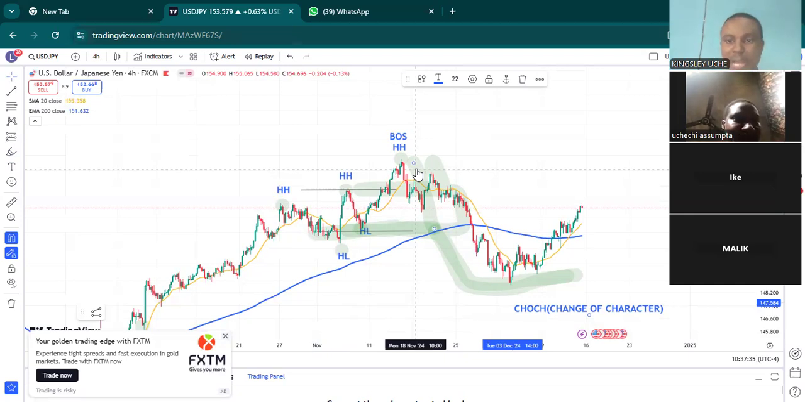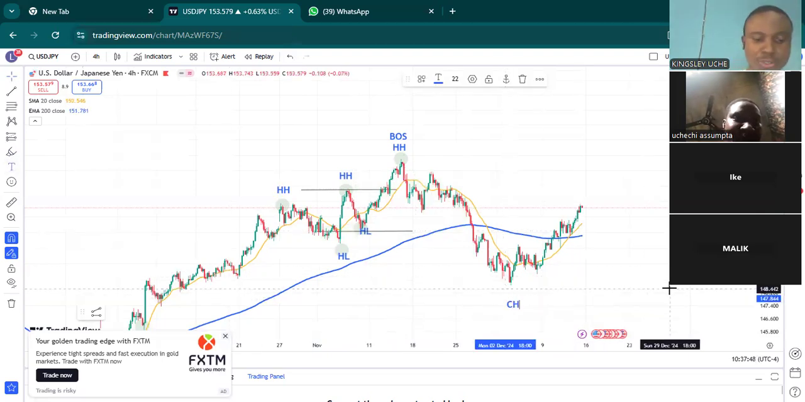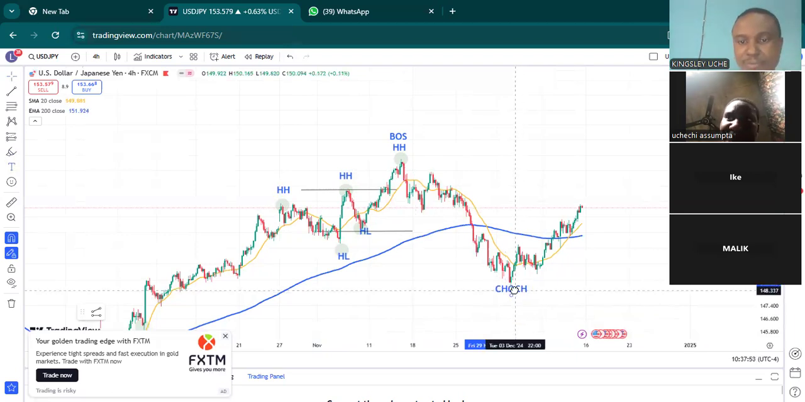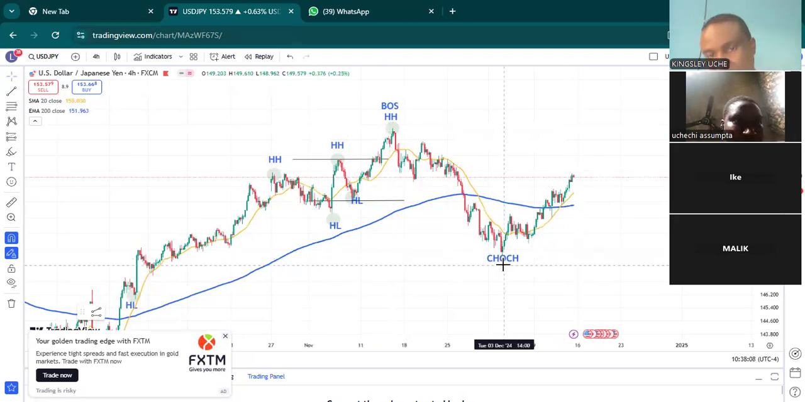Now our first phase is coming to completion. Let's clear all this we put in here. Now we have a change of character here, which is CHOCH. We are still in the first phase. The fourth step is creating the BOS, break of structure, and also the creation of the change of character. Now we have the BOS down to the change of character. The first phase of this strategy is complete.